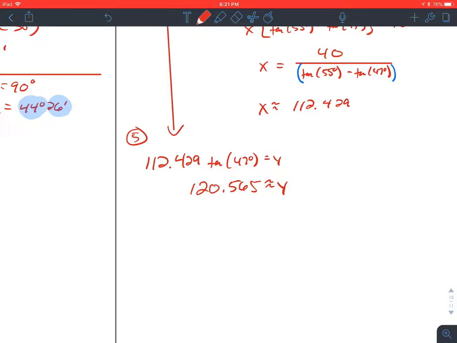At this point, we can answer the question clearly. To the nearest foot, how high is Riley Regent? Riley Regent is about 121 feet tall.